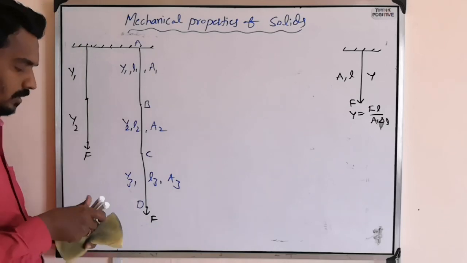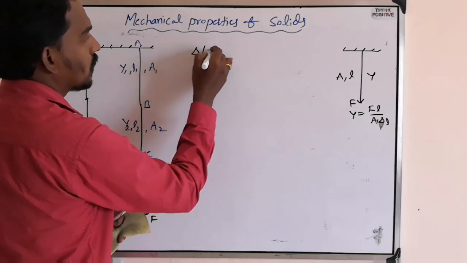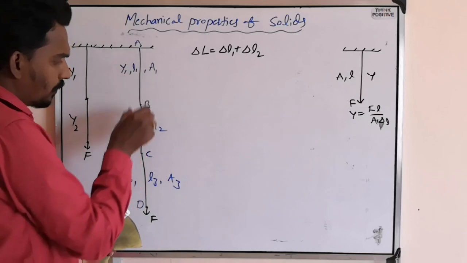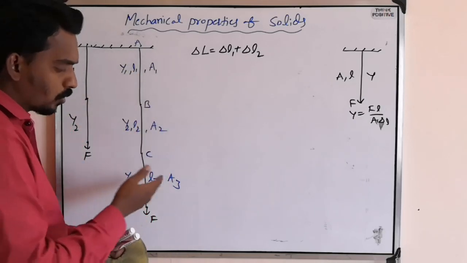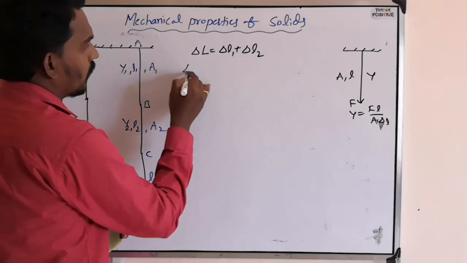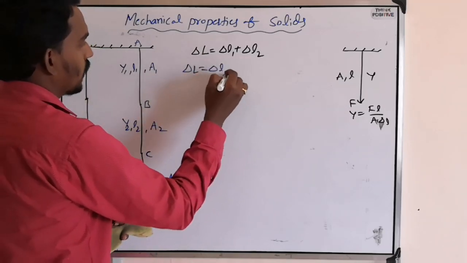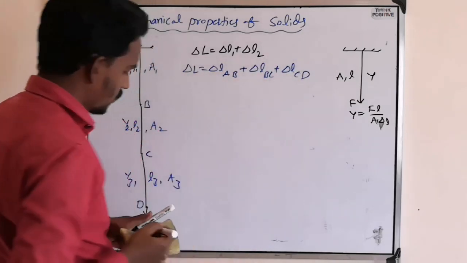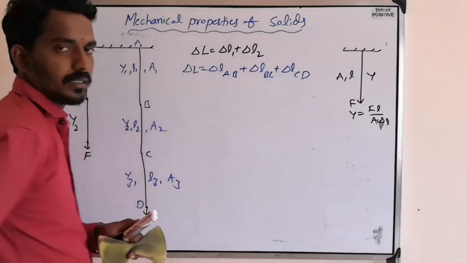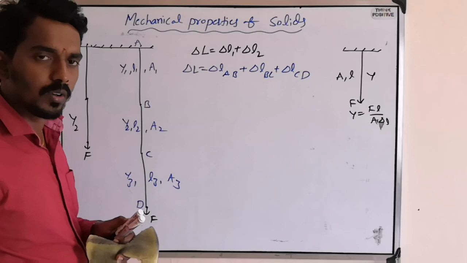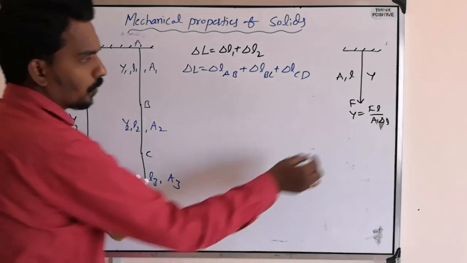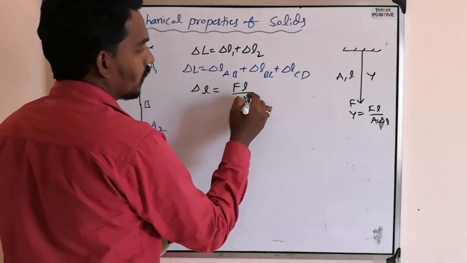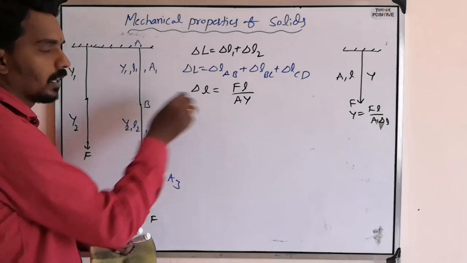See here, if you take delta L is delta L1 plus delta L2, or here if you take delta L1 plus delta L2 plus delta L3, or delta L total is delta L in AB plus delta L in BC plus delta L in CD. They can ask this extension. Then how to solve that question? So from here, the equation for delta L is FL by A into Y.